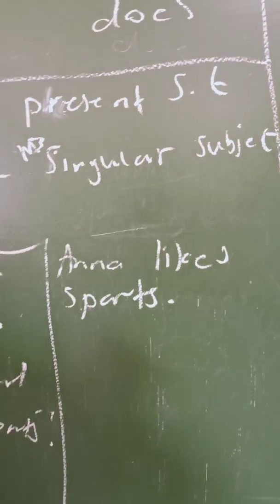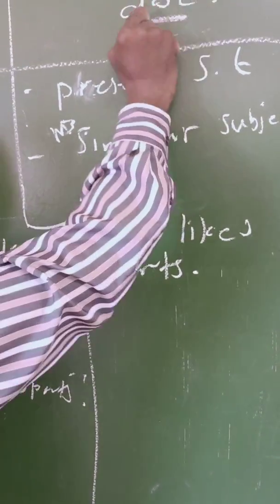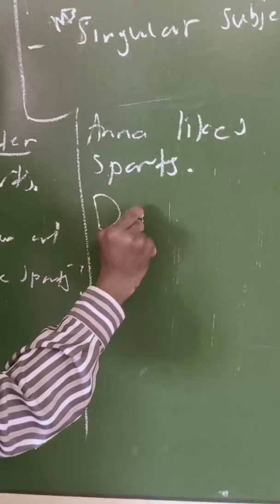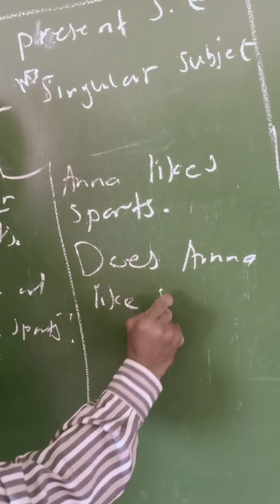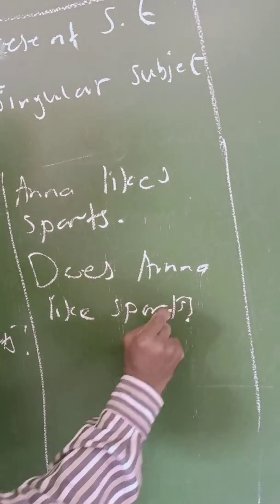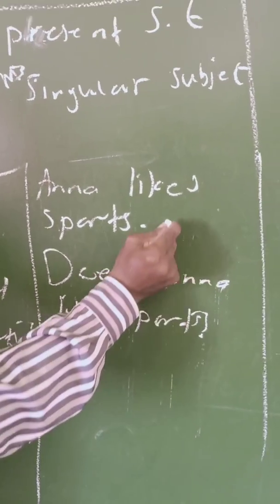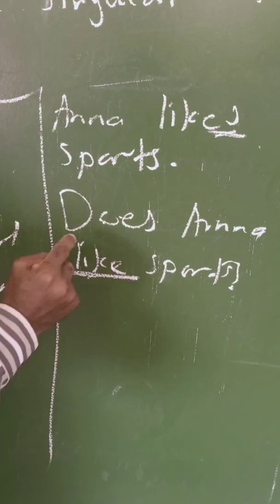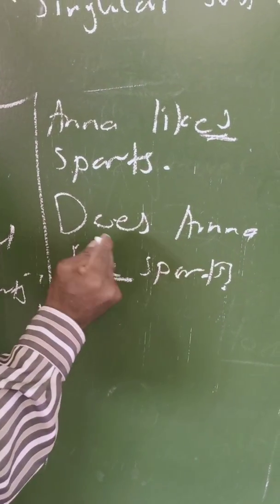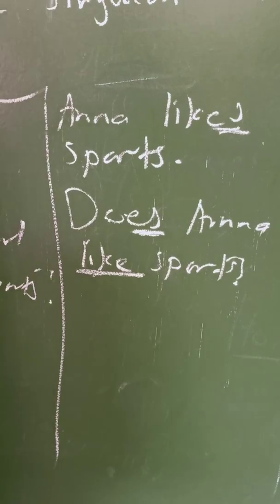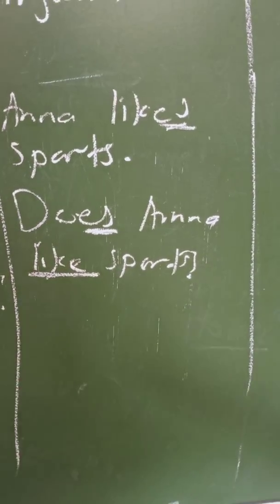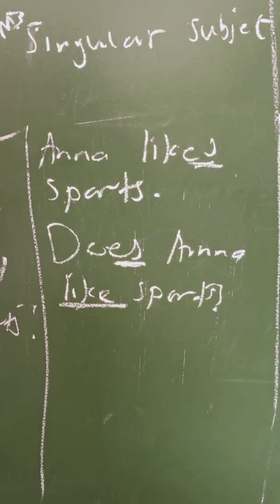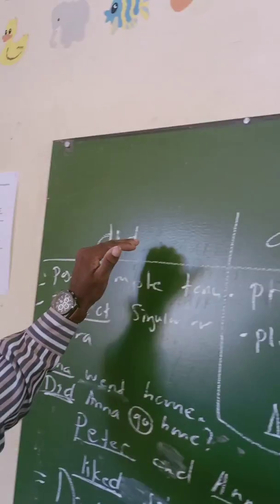Now, if we are to change it into a question form, we start with does. Does Anna like sports? Question mark. So this like is not going to have s again. We are not going to have likes again because we have added es to the verb do. So it's going to be, does Anna like sports? This is how you ask a question using does, do, and did.